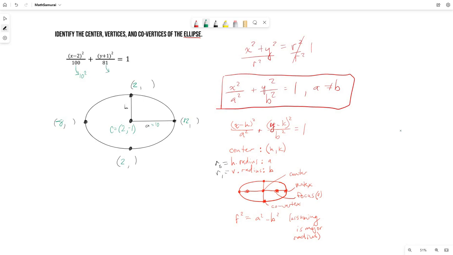81 is what squared? They made this nice and easy for us. Nice, easy numbers. We could have had a much worse day with this. 9. So B has got to be equal to 9. Okay. So if I start from this y coordinate, we're going to go 9 up. So -1 plus 9 is going to be 8. And -1 minus 9 will be -10.